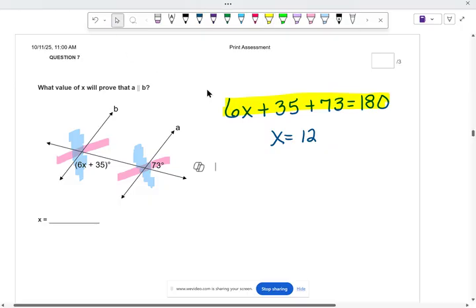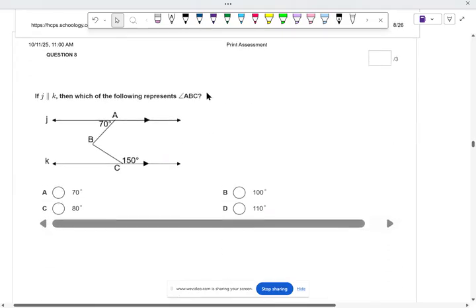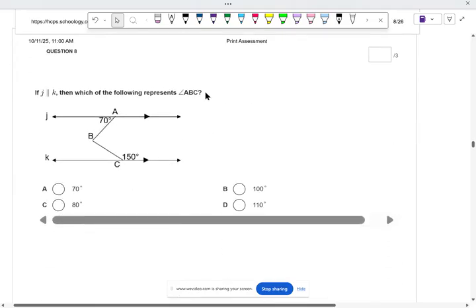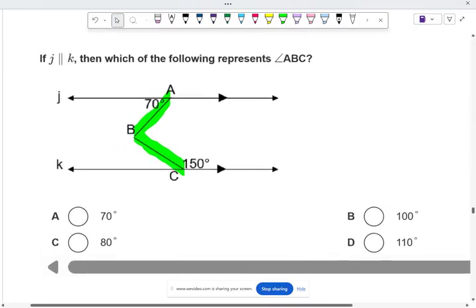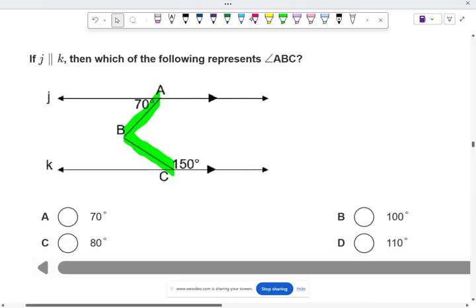All right, let's see. Next, we have number 8. If line J is parallel to line K, then which of the following represents the measure of angle ABC? So we have to find from the A to the B to the C. Let me make this just a little bit bigger. All right, so we taught you the fall in love strategy for this.